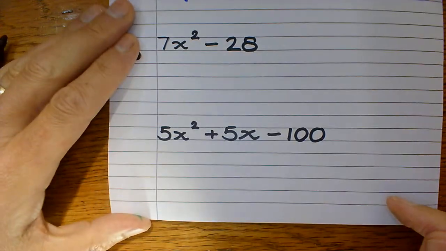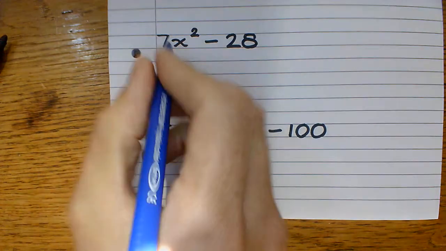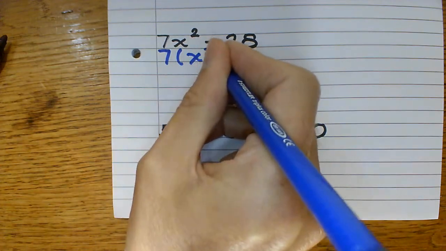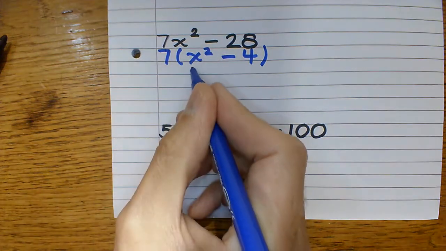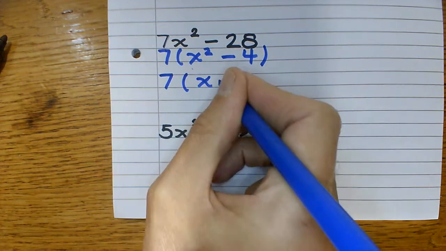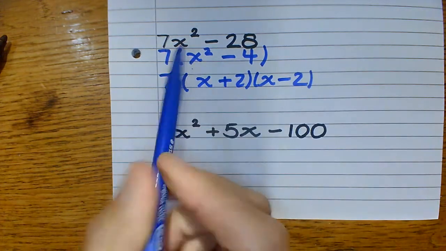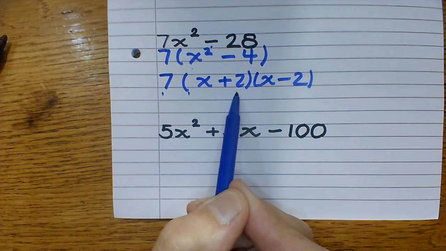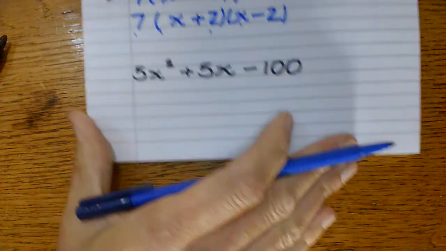Let's have a look at another example here. We've got 7x squared minus 28. So, both of these are in the 7 times table, so we can take out a common factor of 7. And we've got 7 times x squared minus 4. But then if we look at that bracket, that's our difference of squares. So we learned in National 5 that we can factorise that to x plus 2, x minus 2. And there we are. 7x squared minus 28 has been factorised into 7 times x plus 2 times x minus 2. And you can see we've got a last example there.